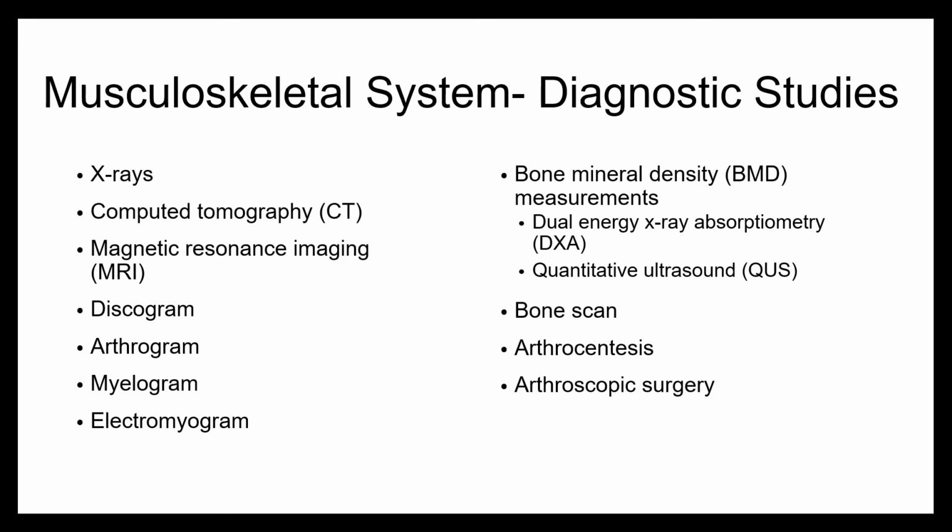The arthrogram is a procedure that allows for visualization of soft tissue structures within a joint. So this can be used to look at even tendons, ligaments, muscles, and the joint capsule itself. They're going to take an X-ray of the inside of the joint after a contrast medium has been injected into the joint. Oftentimes, the arthrogram is going to be done on joints such as the shoulder, the knee, the wrist, or the ankle.